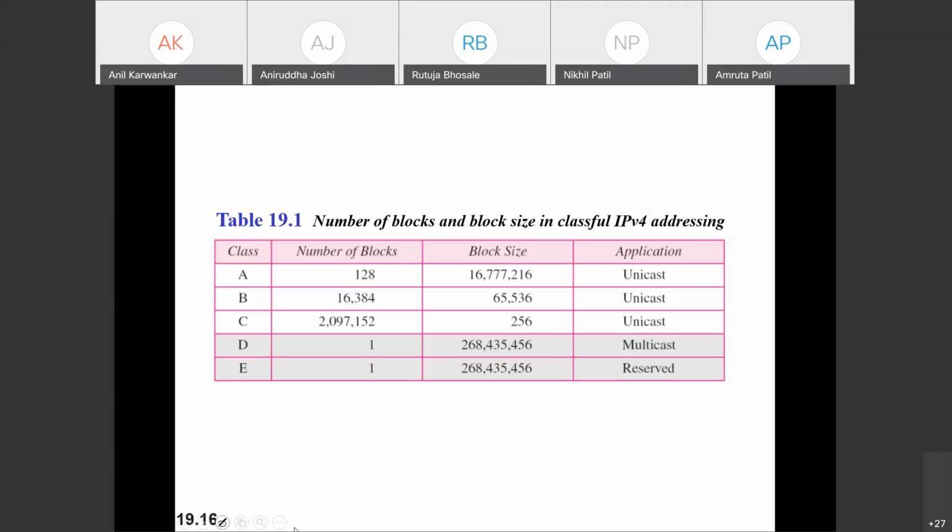What is that? We will see. Just remember the classful IPv4 addressing blocks and the typical application. At present, all the IP addresses can provide all types of applications.